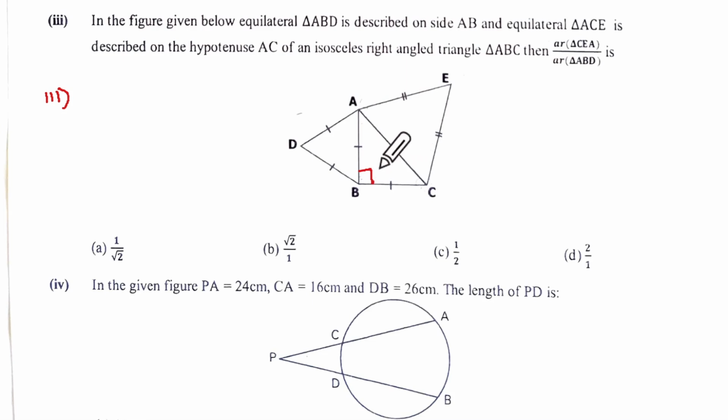This is going to be your 90. This is 60, 60. This is 60. This is 60. What are they telling you? Equilateral triangle ABD is described on side AB, equilateral ACE on hypotenuse, and it's an isosceles. So this will be 45 and this will be 45 degrees.